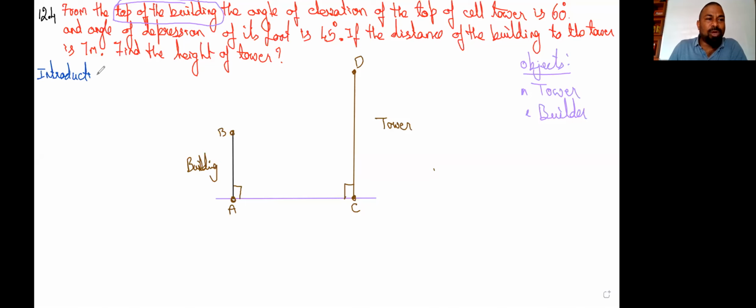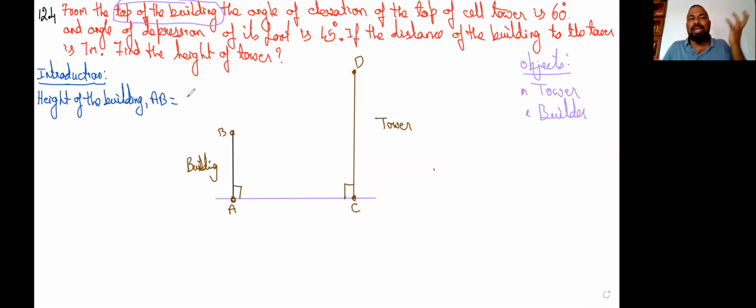Right, the first one whatever we have taken, we are writing height of the building. Yes, height of the building, that is the first point we are taking here. Height of the building, I like to label it as AB. Of course, as we don't know the height of the building, I like to call it as H meters. First, height of the building, the vertical object, AB is nothing but H meters. That is the first point.